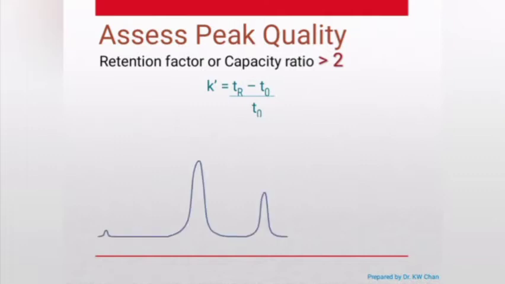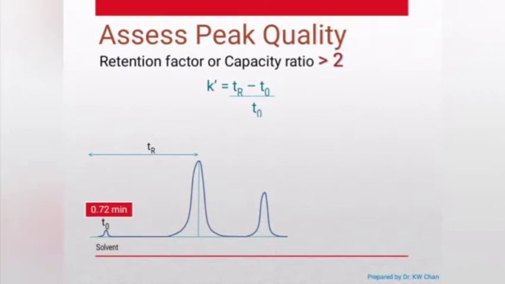Say we have a chromatogram like this. The middle one is the target peak, and the last peak could be the extraneous compound or the unwanted peak. Of course, we can't forget the solvent peak. So T0 is the elution time for the solvent peak, whereas TR is the retention time for the target peak.